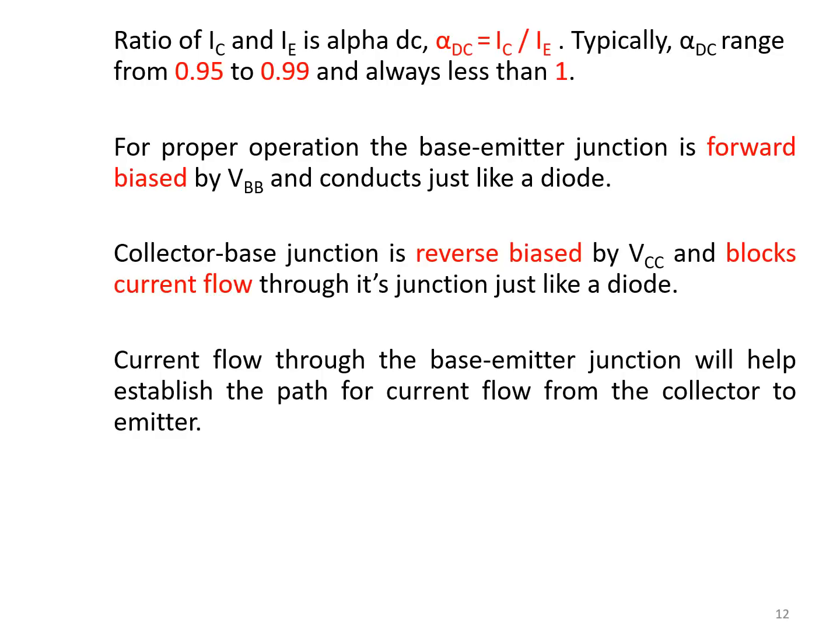The ratio of the collector current IC and the emitter current IE is alpha DC, where alpha DC is equal to IC over IE. Typically the alpha DC range is from 0.95 to 0.99 and must always be less than 1.